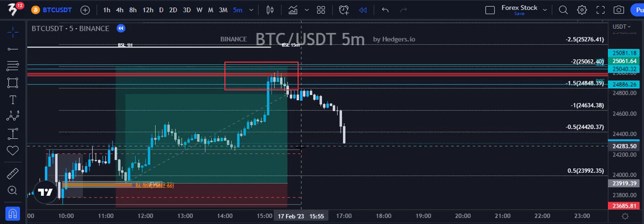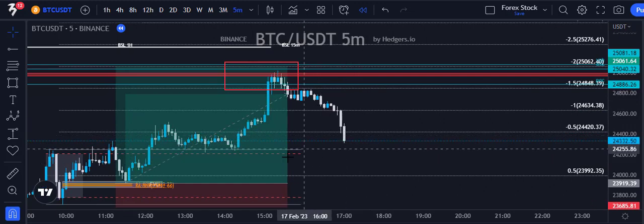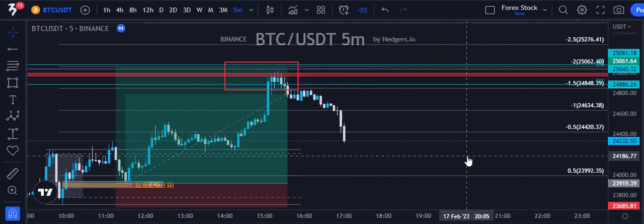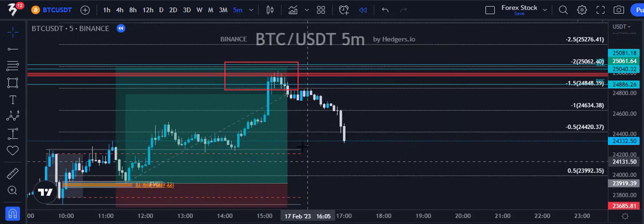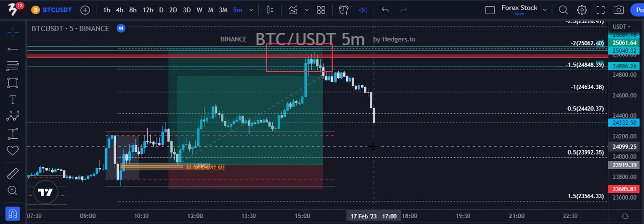Okay, now the session has ended here. You see the session ending time, I'll show you. This is 16, your session ending time. So you know that your session has ended and you have already taken profit here. So this is the beautiful way to trade the DR and IDR strategy.